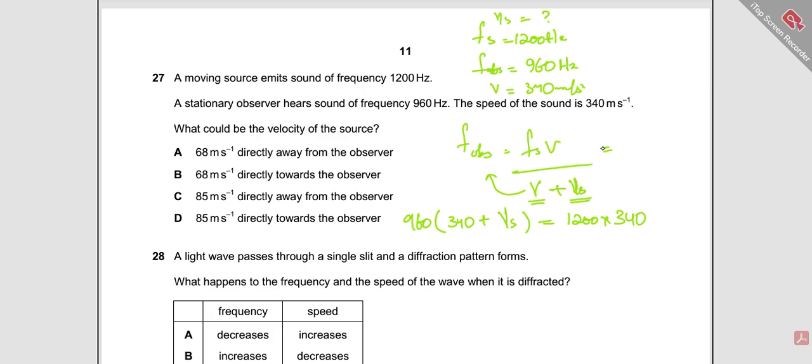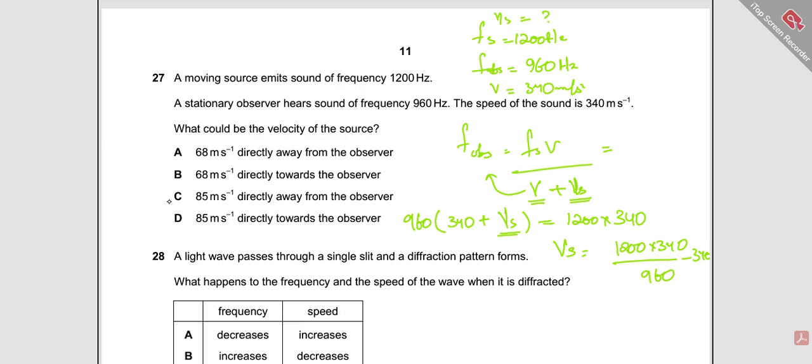And let me write the equation here for you. 1200 into 340, 960 would go to the denominator. And then this is our subject of equation, right? 340 is being added here, so on the other side it will be subtracted. So let's do this. Put in the calculator 1200 into 340. Then you divide it with 960 and then you subtract 340 from it. Your final answer is 85 meters per second.